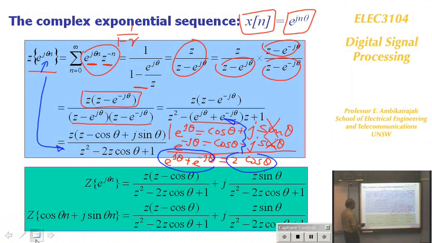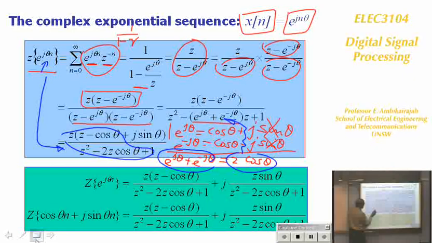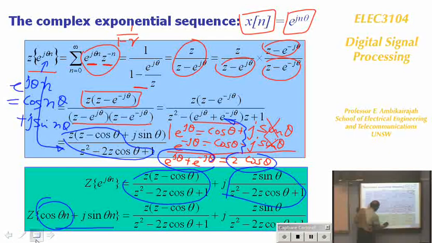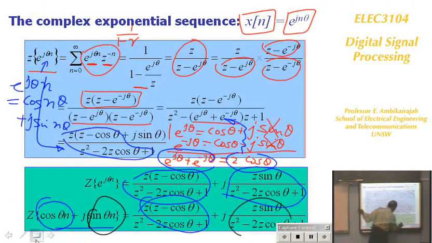Now you can say, I'm going to combine the real part and imaginary part of a complex number. When I do that, that's my real part of the complex number, and that's my imaginary part. Now you could say we are going to expand this part as e to the power j theta n is equal to cos n theta plus j sin n theta, which is what I have done here. Now you can equate the parts. Real part is equal to real part, and imaginary part is equal to imaginary part. If I do that, I'm getting the z transform of cos n theta and the z transform of sin n theta.